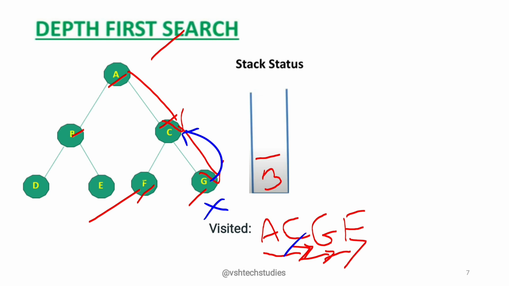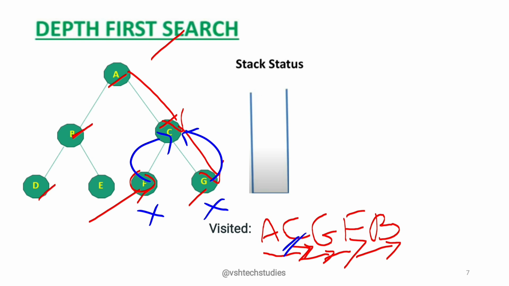Means F is considered now. F doesn't have any children. That is why we'll have to backtrack to its parent C. C is already covered. Hence we pop out B. When B is popped out, it is added to visited node array, and this is removed from stack. Now F to B we move. Now we have to consider B.